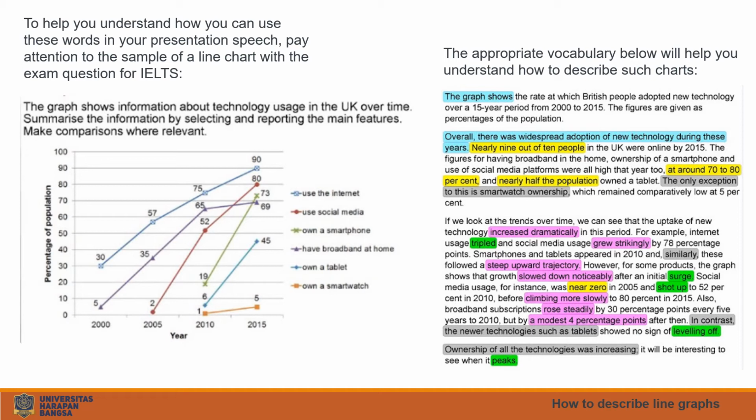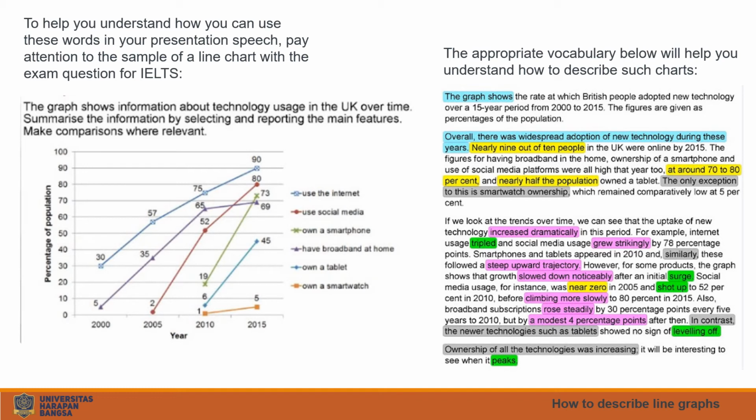If we look at the trends over time, we can see that the uptake of new technology increased dramatically in this period. For example, internet usage tripled and social media usage grew strikingly by 78 percentage points. Smartphones and tablets appeared in 2010, and similarly these followed a steep upward trajectory. However, for some products the graph shows that growth slowed down noticeably after an initial surge.